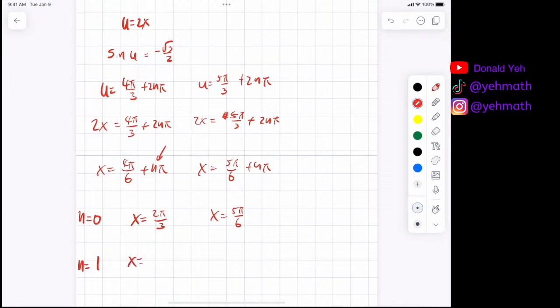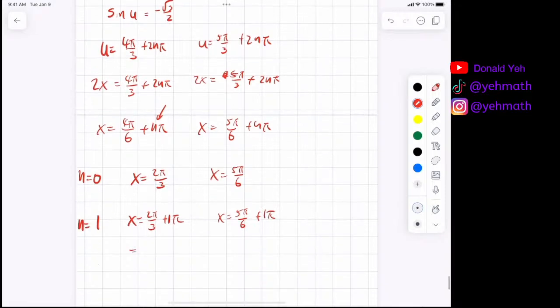So now it's going to be x equal to 2 pi over 3 plus pi, right? Plus 1 pi. Why 1 pi? Because n equal to 1. And x equal to 5 pi over 6 plus 1 pi because n equal to 1. So that is equal to 5 pi over 3. Is that okay? And this is equal to 6 plus 5 is 11 pi over 6. So 5 pi over 6, 11 pi over 6, 2 pi over 3, and 5 pi over 3.